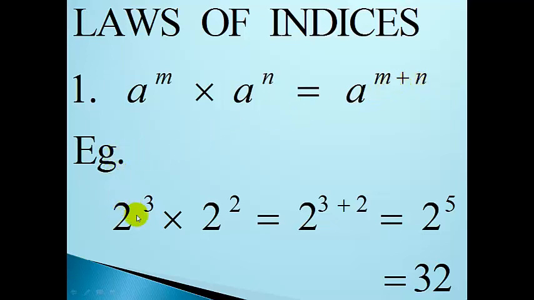Example, if you have 2 raised to the power 3 times 2 raised to the power 2, because they are of the same base and the base is 2, according to the first law of indices, we keep one of the bases constant, and that is 2, and we add the exponents together, and the exponents are 3 and 2. So adding the exponents together, we have 3 plus 2. This means that 2 raised to the power 3 times 2 raised to the power 2 is equal to 2 raised to the power 3 plus 2. And this is equal to 2 raised to the power 5, because 3 plus 2 is equal to 5. And 2 raised to the power 5 is equal to 32.